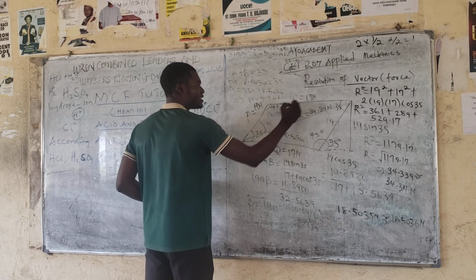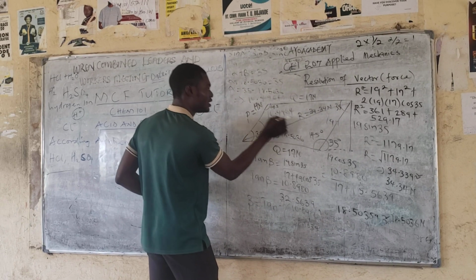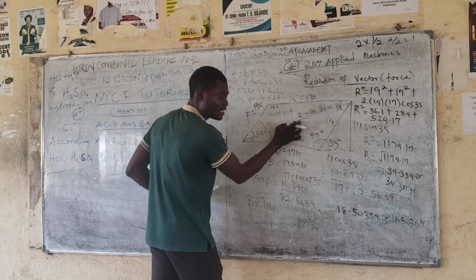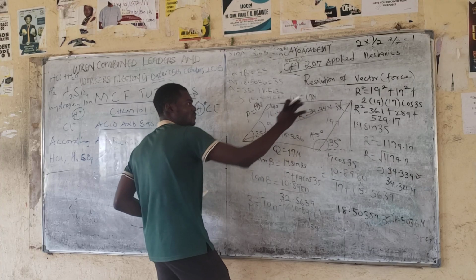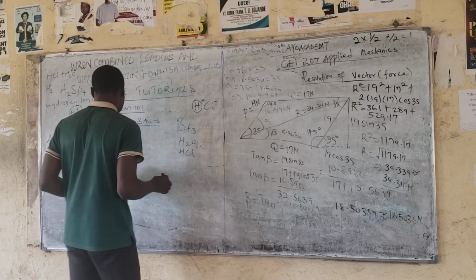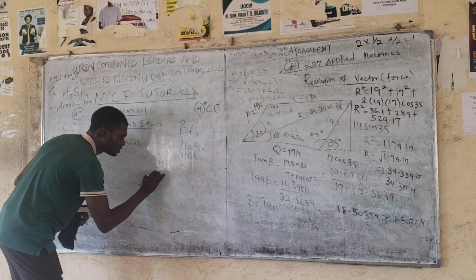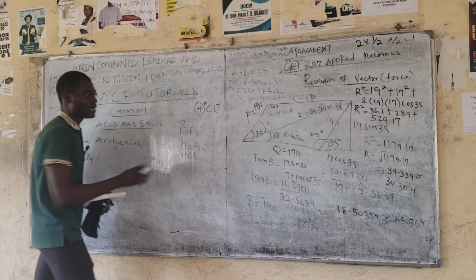Is facing this side. Look at it. It's facing this angle. And this one is also facing, they are facing each other. Is that clear? 145 is facing this side. This one here is facing here also. So we have 17 over sine what? 17 over sine alpha.